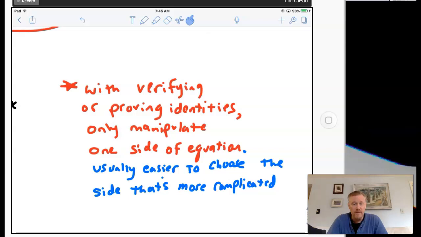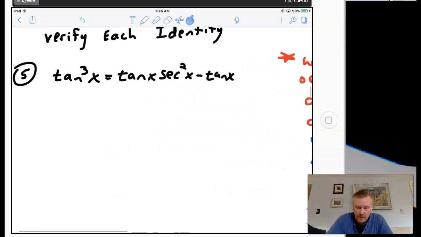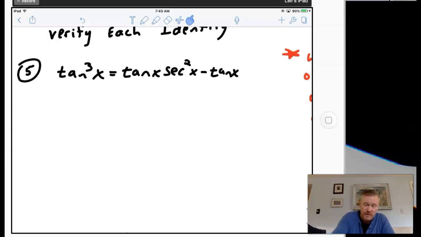And here's the tip, and I remember my teachers telling me this. It's usually easier if you choose the side that's more complicated and manipulate that, okay? You don't want to start with the easier side because there's often things that you won't see. Whereas if you take the harder side and try to make it into the simpler side, life's usually easier. We're kind of hardwired that way anyway for simplifying. So this one, the right side looks harder than the left side. So I'm just going to take that one and start manipulating it and try to get it to be tangent cubed, okay?